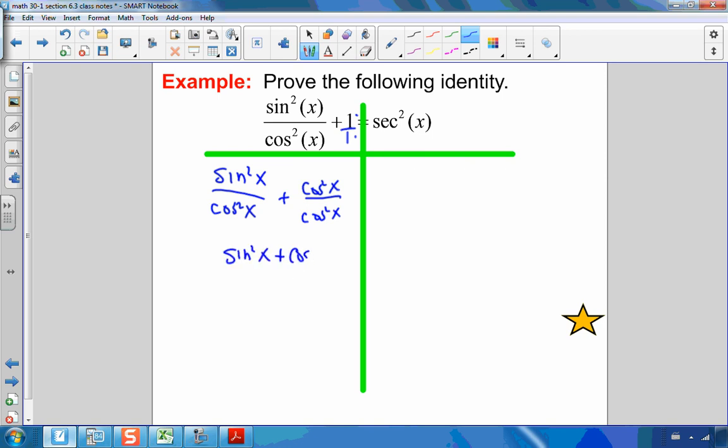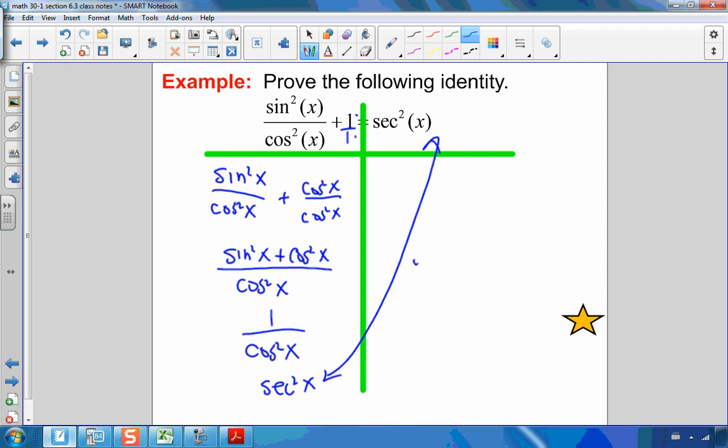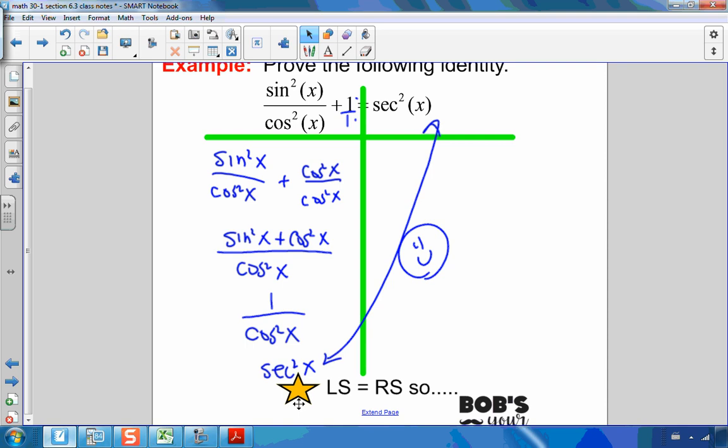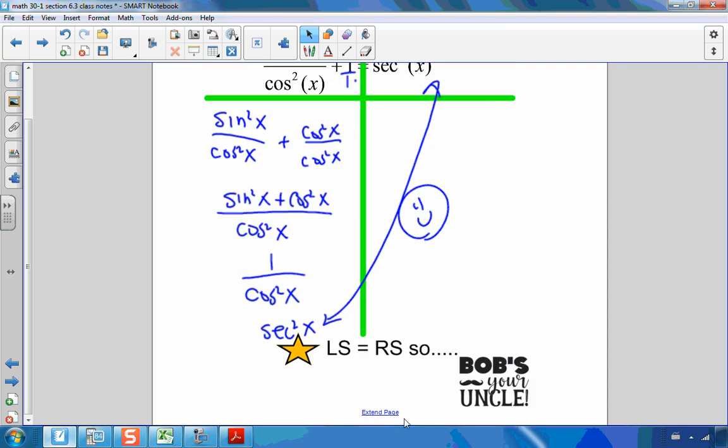And it's really interesting. Every time I do these proofs, I don't always solve them in the exact same way. So I just really want to emphasize that there's not one way to do a proof. Okay, so just do it the way that your mind goes to. So I add them together now that they have a common denominator, and then sine squared plus cos squared, hope you recognize that as a Pythagorean identity, is 1 over cos squared. And then 1 over cos squared, of course, is secant squared. So those are equal, and again, that makes me happy. So I'll just end my proof by saying left side equals right side, so Bob's your uncle.